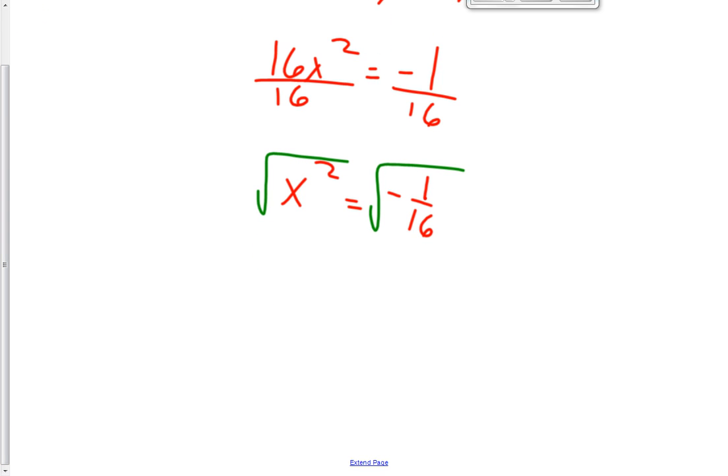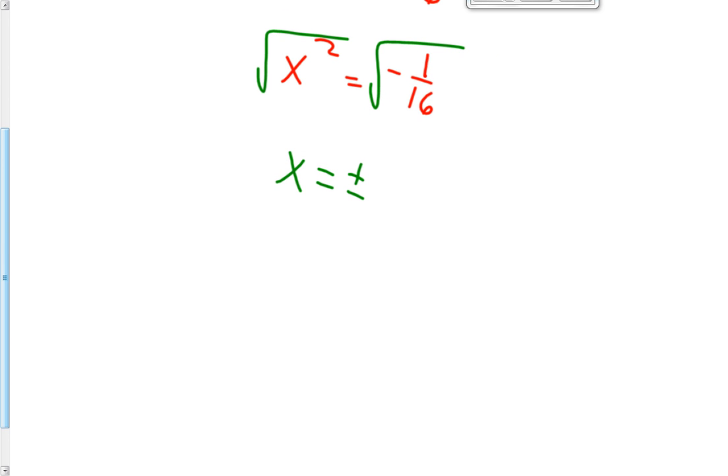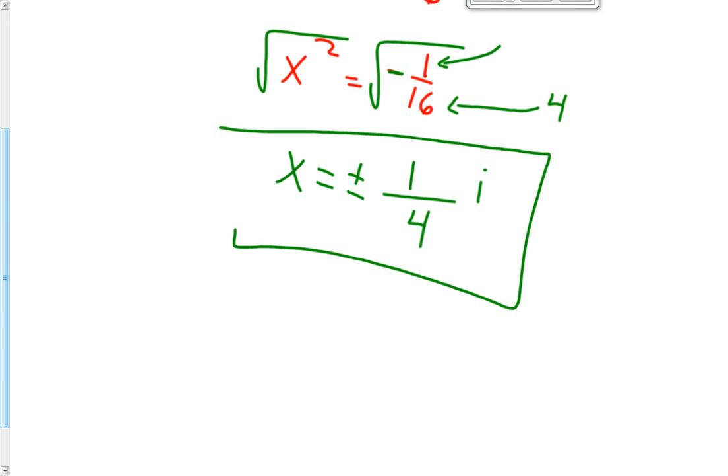So we get x to equal plus and minus the square root of the numerator. The square root of 1 is 1. The square root of the denominator, 16, is 4. So we get plus and minus 1/4, and the square root of a negative 1 is i. Our answer for this one is x equals plus and minus 1/4 i.